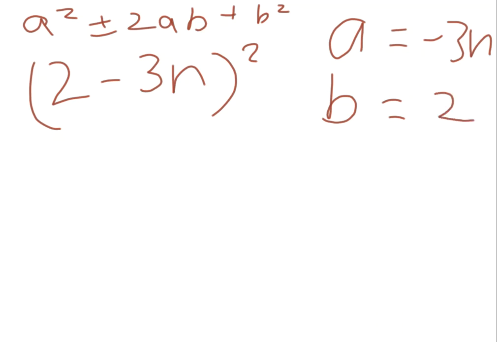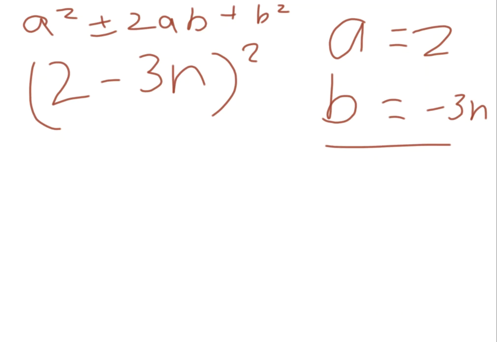Now you want to remember your a is always going to be the one with the variable. So how this is going to work is you can, oh, I'm so sorry, I had that mixed up. Your a is actually going to be 2, and your b is going to be negative 3n. Sorry, I just completely misunderstood. Don't misunderstand what I just said. It's actually, a is 2, and b is negative 3n.